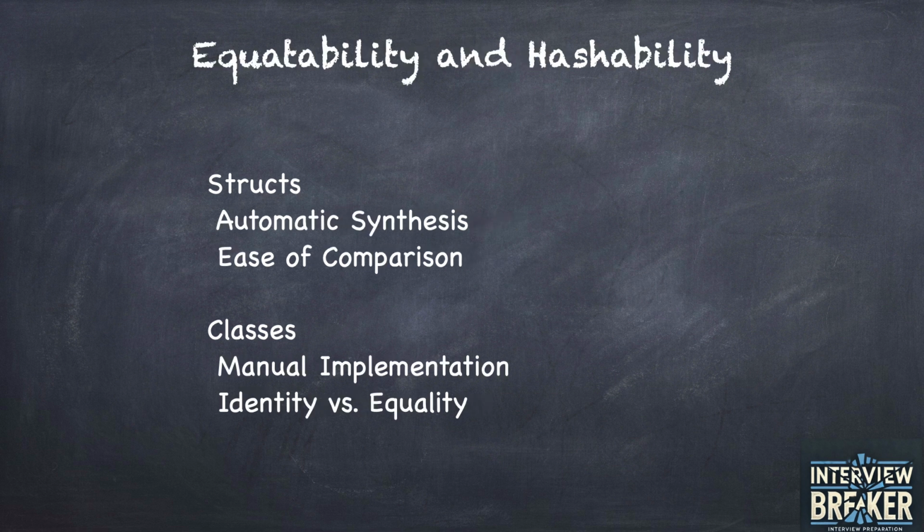Comparing instances, Swift can automatically synthesize Equatable and Hashable conformance for structs if all their properties conform, making it easy to compare instances or use them in collections. For classes, you must manually implement Equatable and Hashable protocols. You need to decide whether equality is based on identity or value.